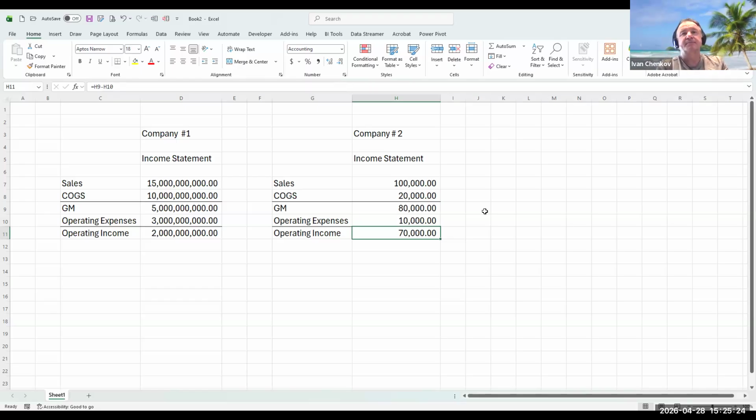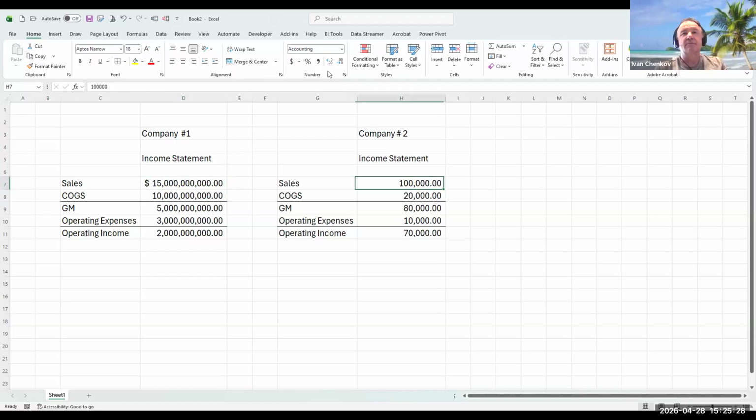Now the question is, everything is in dollars. This one is dollars, this one is dollars, this one is dollars, and this one is dollars. Now the question is, if you have to invest money, in which company are you going to invest your money? In company number 1 or in company number 2?